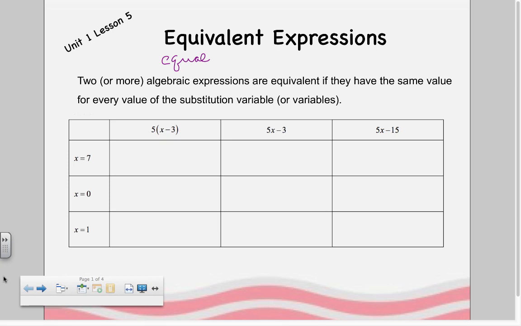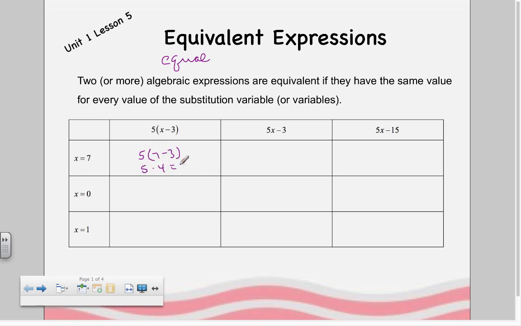So what we have in front of us here is a table, and we have some expressions that kind of look alike. I got a 5, got a 5, got a 5, got some x's. And this one has 3, this one has 3, this one has 15. Well, we can do this the long way. And the long way would be to substitute each number in and figure out our answer.